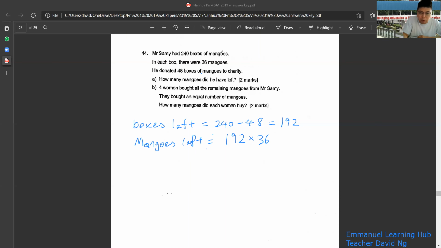Each box 36 mangoes. There are 48 boxes of mangoes. Okay. So 192 times 36. Because each box has 36 mangoes. 192 times 36 is how many?